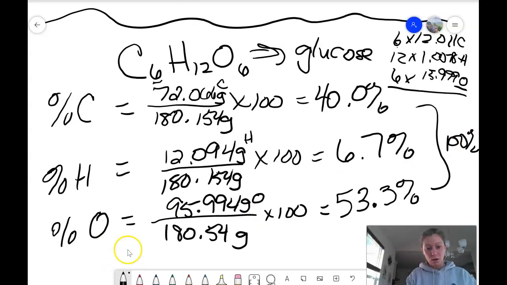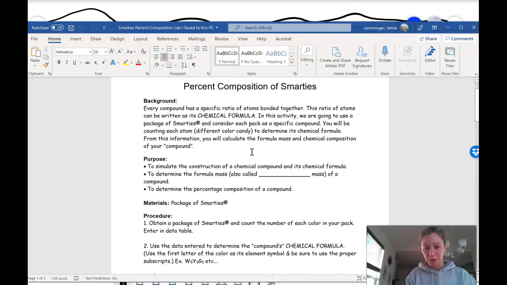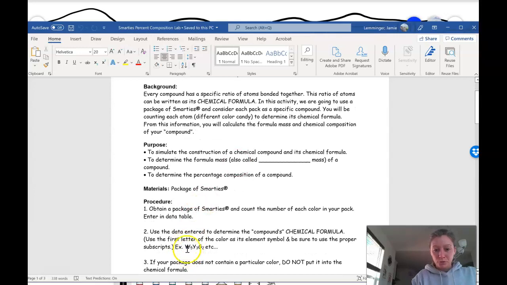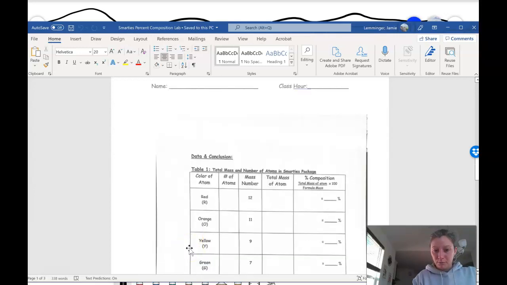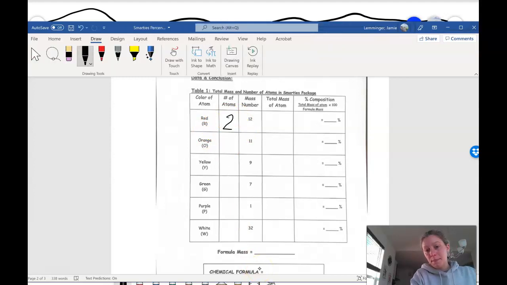So that's that one. Okay, now we're going to take a peek at the Smartie lab that you're going to do today. In the Smartie lab, you're going to take your little package of Smarties and look at the data table on the second page. You look at your package, and if you have 2 red, you're going to put a number 2 here. If you have 3 orange, you're going to put a 3. If you have 0 yellow, you'll put a 0. If you have 5 green, you'll put a 5, and so on and so forth.